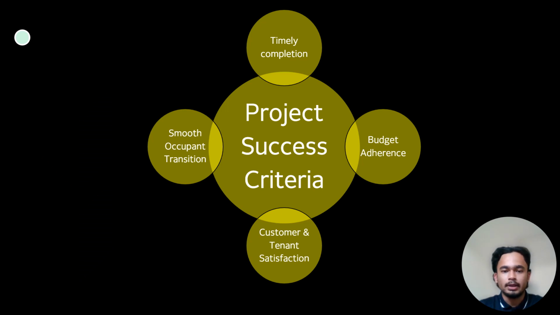Okay, the last part of my presentation is the project success criteria. The first one is timely completion. The project is considered a success given that it is completed within the allocated time or maybe earlier than that. And the next one is budget adherence, meaning that the project cost is within the allocated budget.